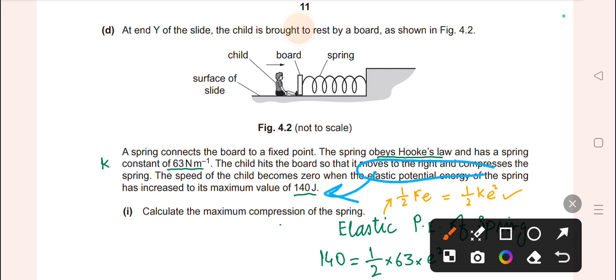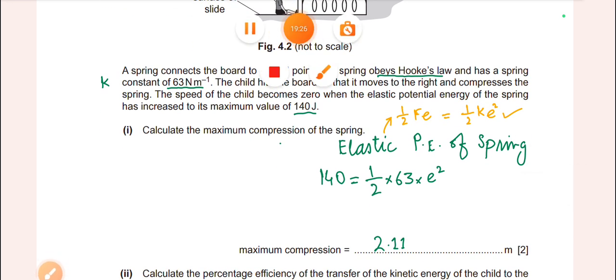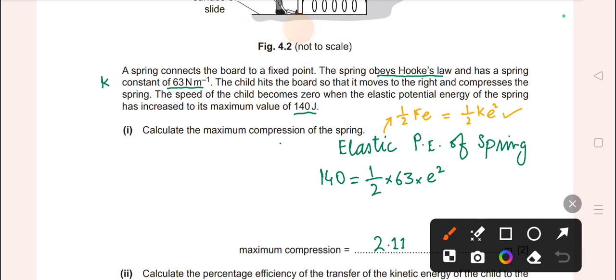So it says calculate the maximum compression of the spring. For the elastic potential energy, there are two formulas, one is half Fe and one is half ke squared. As we are given the spring constant here, 63, we will use the formula with the spring constant. This formula we are going to prefer, right? So the elastic potential energy is given as 140, and that will be equal to half ke squared, where k is 63, and the compression, extension or change in length is called e, and this is what we have to find. Now you can calculate it to be this. It is in standard units, it is in meters.